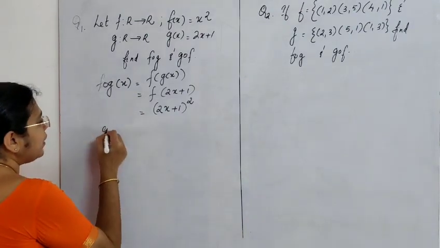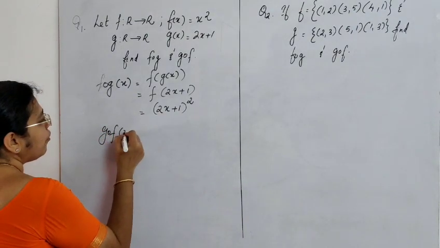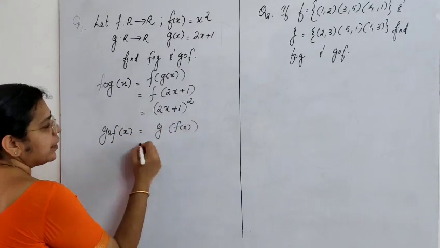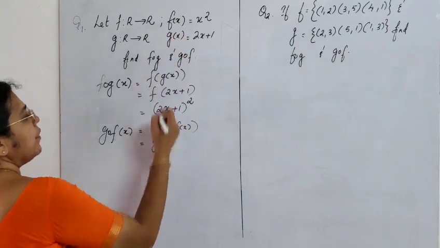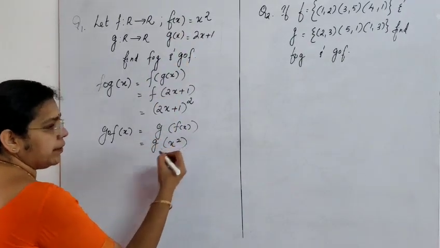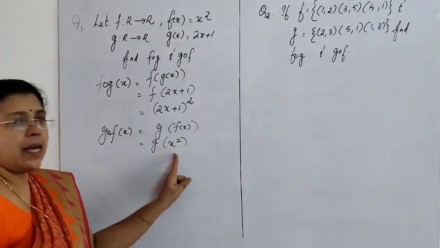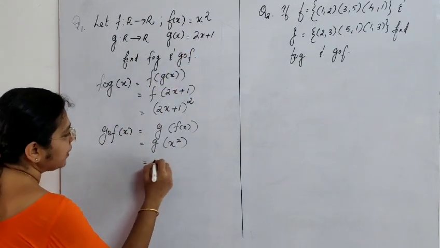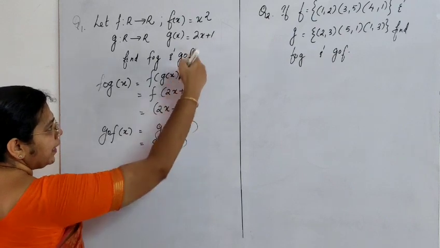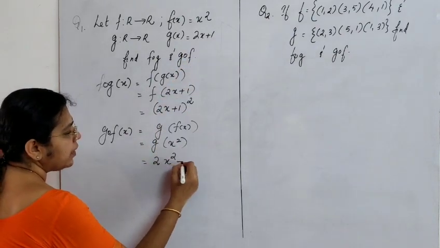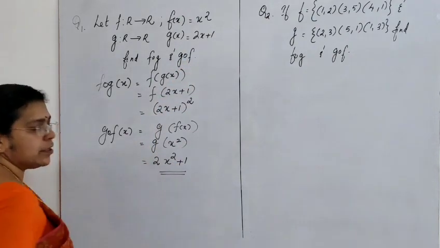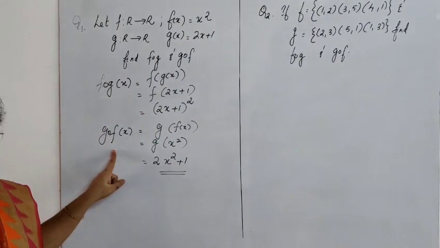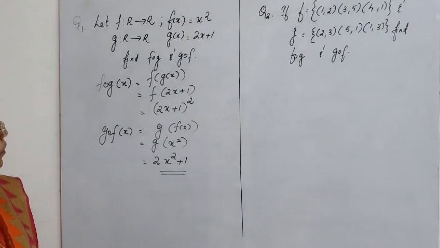Now finding gof of x, which is the same as g of f of x. That is g of, what is f of x, children? x square. Right? f of x is x square. Now substituting x square in g of x, what will I get? 2 in the place of x square, plus 1. So this is gof. This is fog and this is gof. This is how I do the problem.